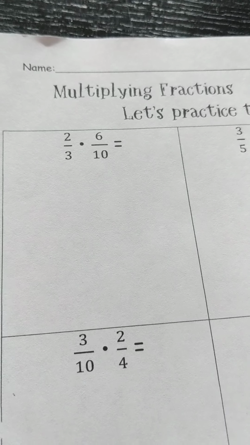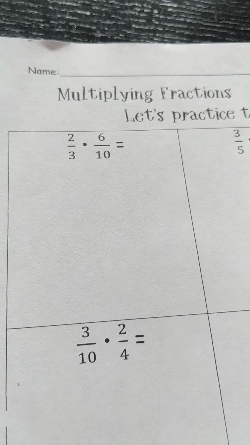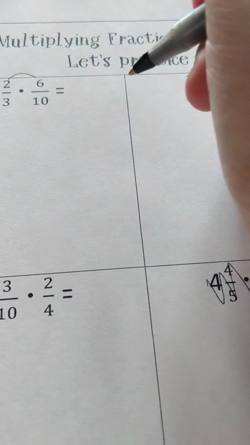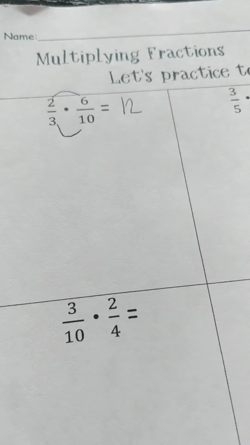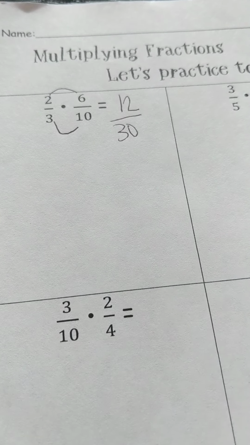Okay, so now we're going to do a few more together, and then there's going to be some that I'm going to have you do on this page. Okay, so remember, multiplying fractions, since it's just two basic fractions, we multiply the tops. 2 times 6 gives us 12. Multiply the bottoms. 3 times 10, which is 30. And then last step is to simplify.